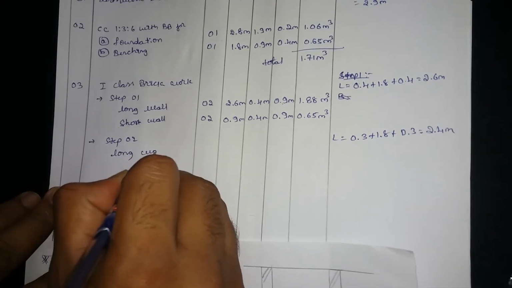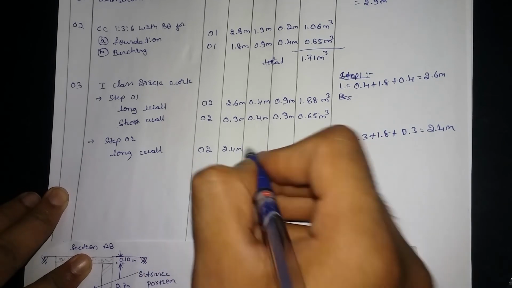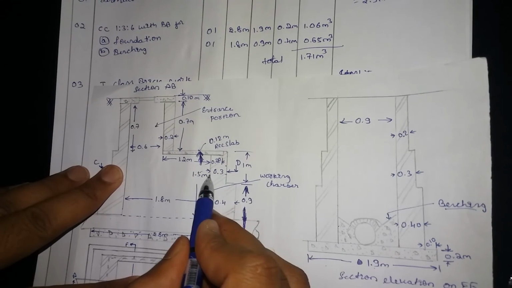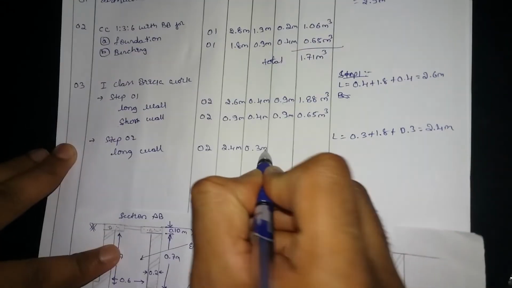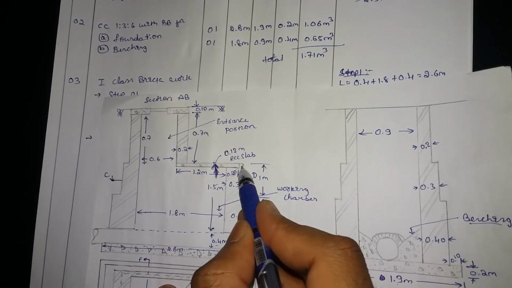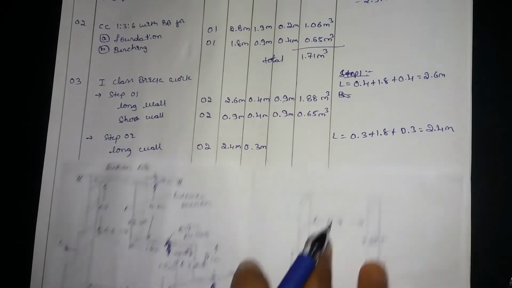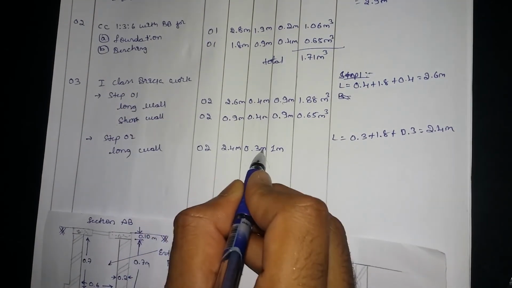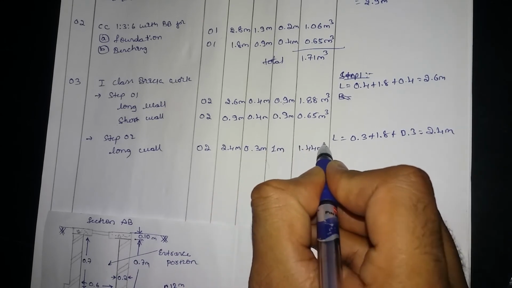Now I'm going to calculate in the form of long wall. Two number of walls are there. 2.4 meter is your length. Then what is the breadth? This is your breadth of the wall, so that is step number 2 wall, that is 0.3 meter. Now we need to find out what is its depth. See here, the step 2 depth is 1 meter, from here to here it is 1 meter. So I'm considering a 1 meter depth. If I multiply all this, 2 into 2.4 into 0.3 into 1, you'll get around 1.44 meter cube.